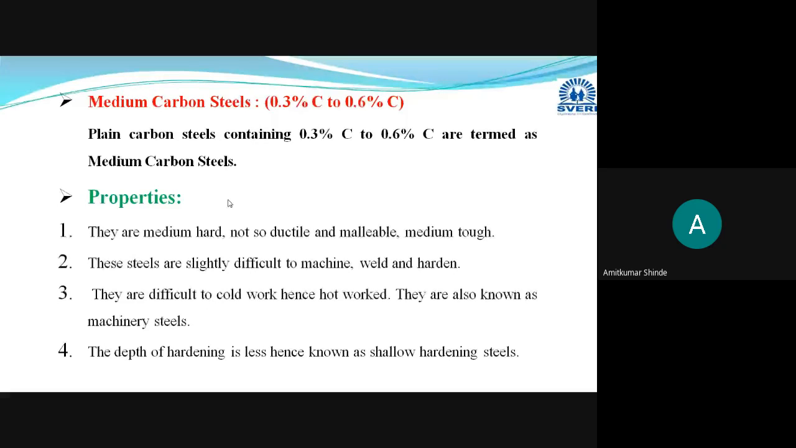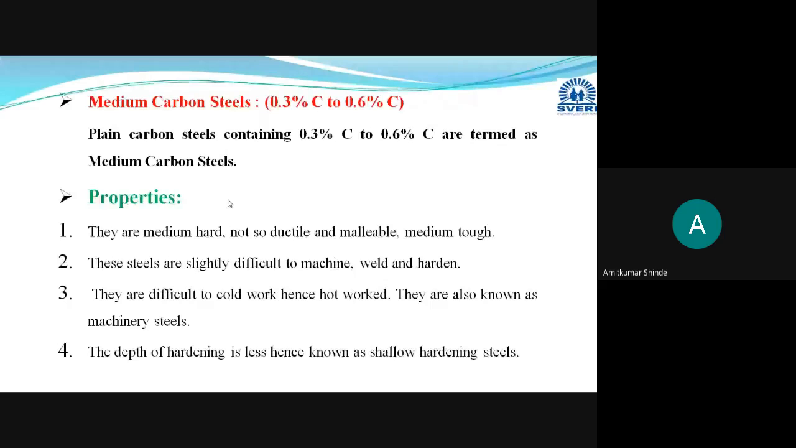Then again here, whichever machinery components or different machinery parts are there, almost all parts are manufactured by using the medium carbon steels. That's why these medium carbon steels are termed as the machinery steels.